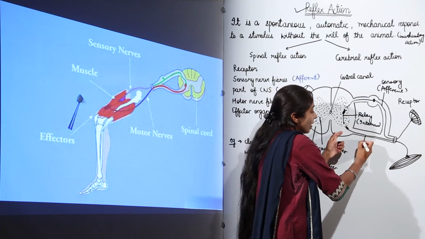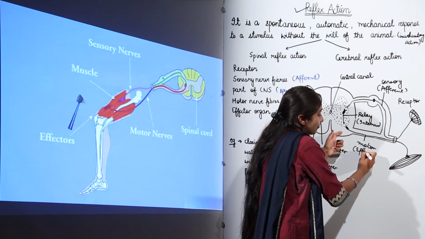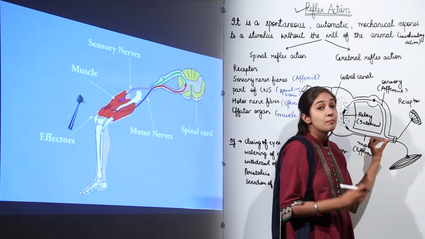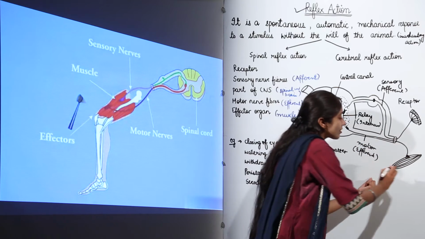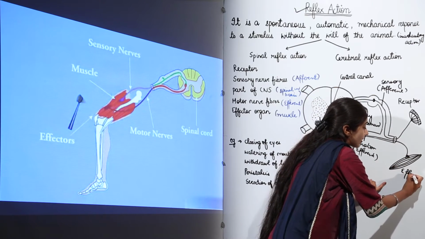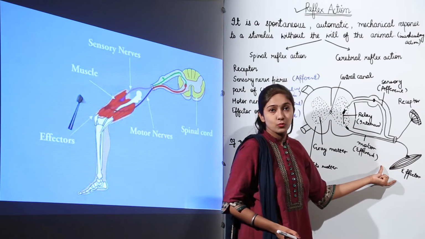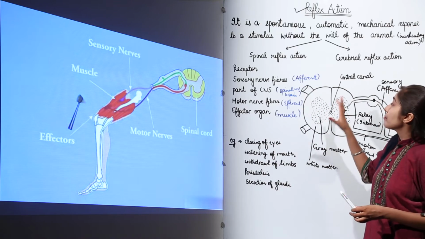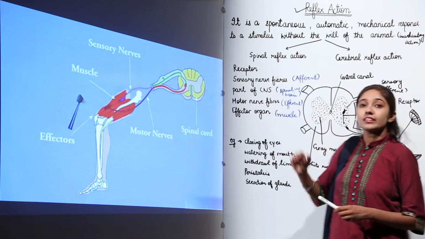Now here the message is interpreted, right, and the information is sent to the motor nerve fiber, which we also call efferent nerve fiber, right. And this nerve impulse, the message interpreted by your central nervous system, is taken to the effector organ, which is actually, here I have shown the muscle acting as an effector organ. So this is the mechanism of reflex action and the path taken by the reflex action.